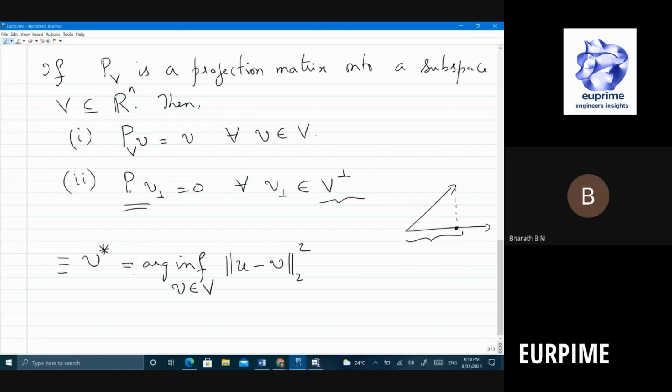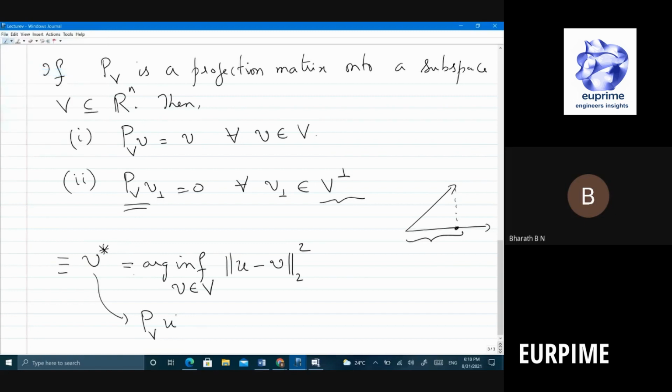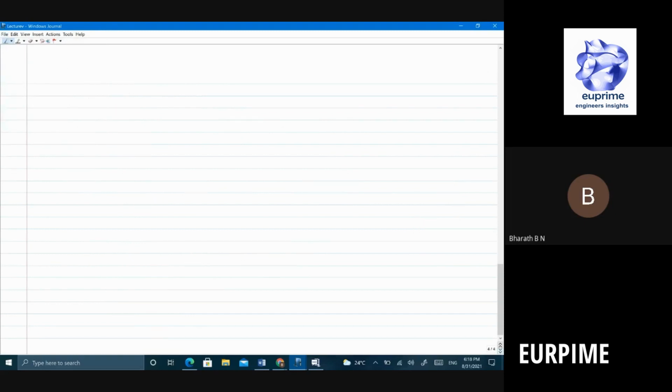This matrix. I can write the solution as P_V times U will give me v star. So essentially, I should be able to write this as P_V U. Anyway, keep this in mind. So let's move on.